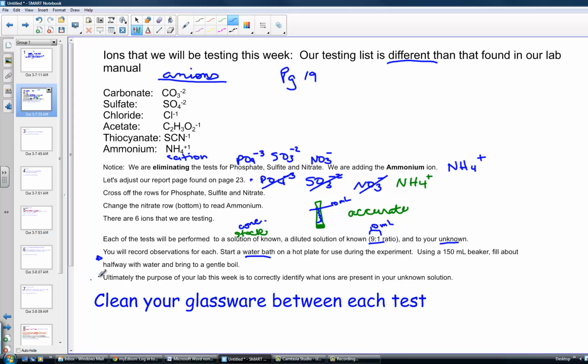Alrighty. So ultimately, our purpose, tell me the identity of the ions that are present in your unknown solution. Now, great recommendation after you perform each test, carbonate, then sulfate, then chloride, and so forth, just take a moment and clean your glassware between each test. I want you to clean out your grad cylinder. We don't want to have any possible source of contamination. Clean out the beakers that you're using, your test tubes. Alrighty? So make sure that you're cleaning your glassware before you go to the next step.